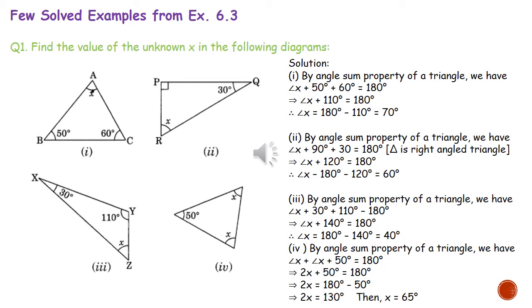Fourth sum is a little different. In the fourth sum, one angle is 50 and the other two angles are x. So 50 plus x plus x is equal to 180 degree. 2x plus 50 is equal to 180 degree. So 2x will be 180 minus 50, that is 130, or x is equal to 130 by 2, that is 65.